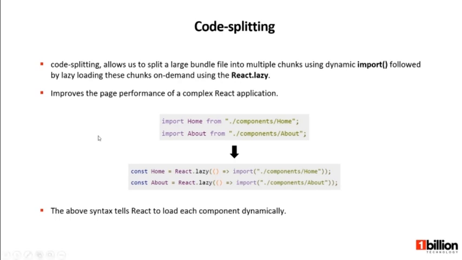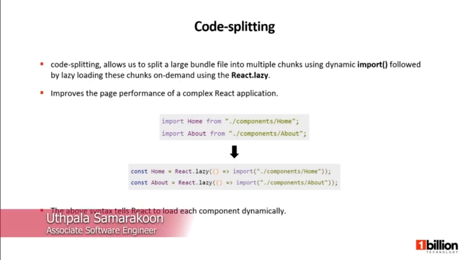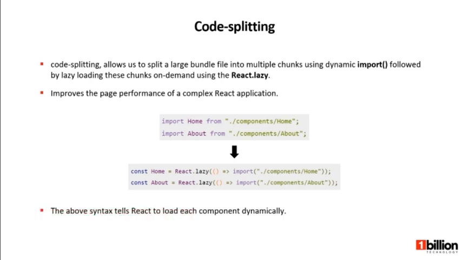With code splitting, React allows us to split a large bundle file into multiple chunks using dynamic import, followed by lazy loading these chunks on demand using React.lazy. The strategy improves the performance of complex React applications. To implement code splitting, we transform our normal React imports like this and then to something like this. This syntax tells React to load each component dynamically.